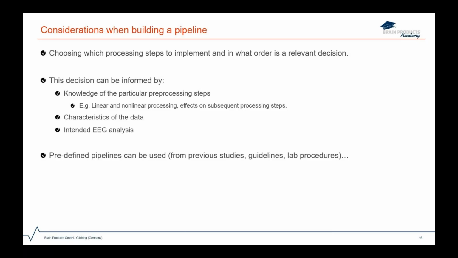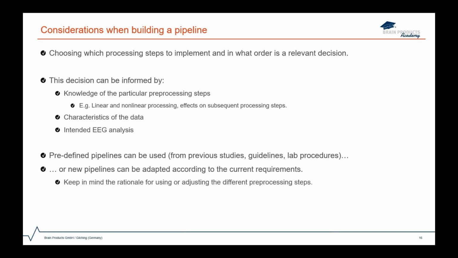Predefined pipelines can be used from previous studies, guidelines, or from lab procedures, for example, but also it is possible to adapt new pipelines according to the requirements that we may have at hand. For this, we need to keep in mind always the rationale that we are using for adjusting the different pre-processing steps. And the pipeline, once we decide on a pipeline, should be consistent for all the datasets that we have in a study.